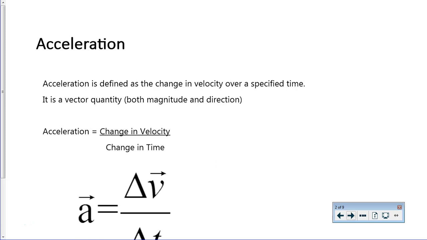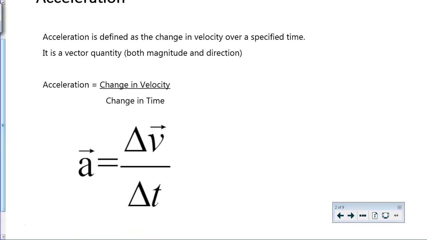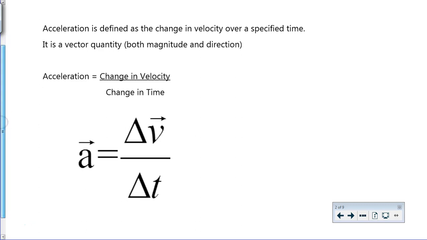Mr. Rayner, is there a scalar version of acceleration? No. It's always a vector. There always has to be a direction. And this is the part that students don't like.